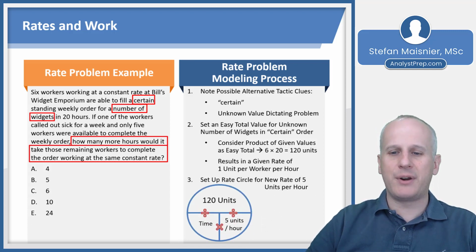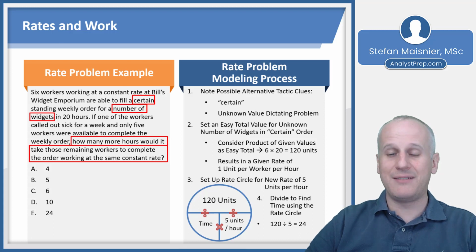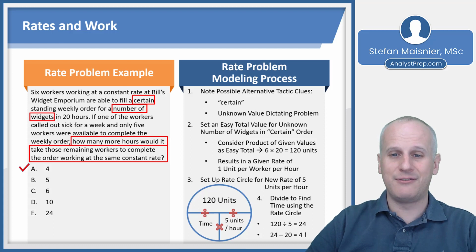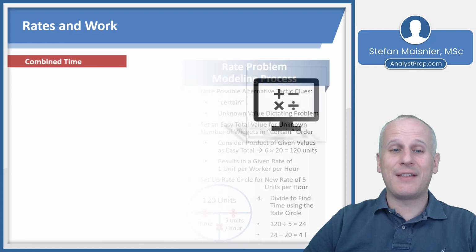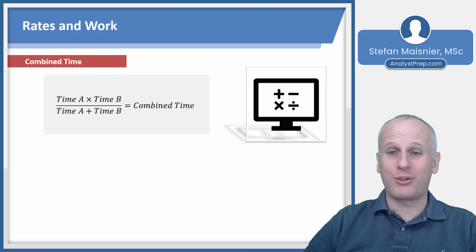Then you just set up your rate circle, trying to solve for the new rate of 5 units per hour. Because if we take away 1 worker, we're taking away 1 unit per hour. So then we've got 120 units up top. We've got 5 units per hour as our rate in the bottom right. We will divide to find the time using the rate circle, and we see 120 divided by 5 is 24 once again. And of course, 24 minus 20 remains 4. So you've got 3 different ways that you can work through this problem, and that's the flexibility.